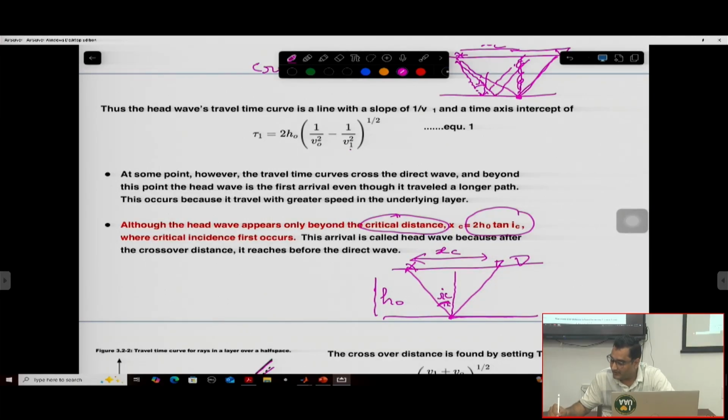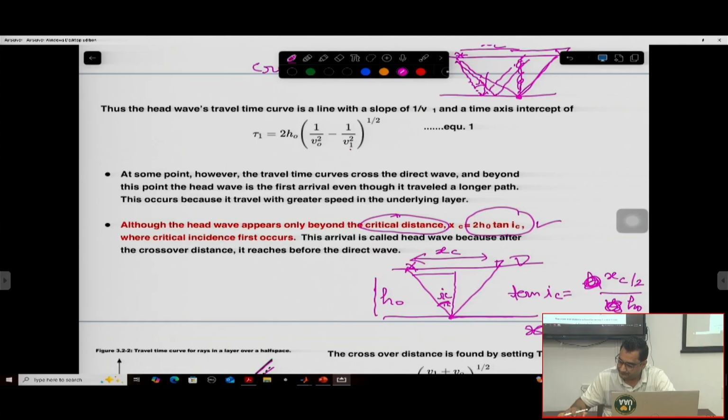So when you take tan iC, how much will it be? This one is xc by 2, so this is xc divided by 2 by h0. Okay, so how much will be the xc? Xc will be 2h0 tan iC, right? So this is what is written here.